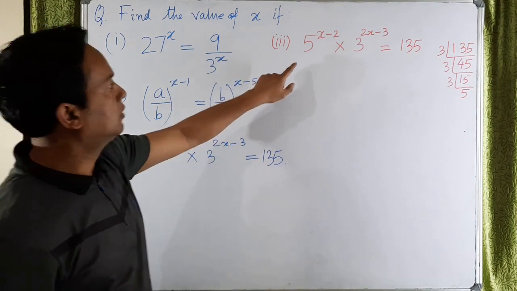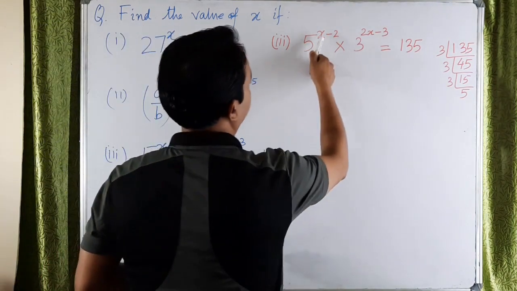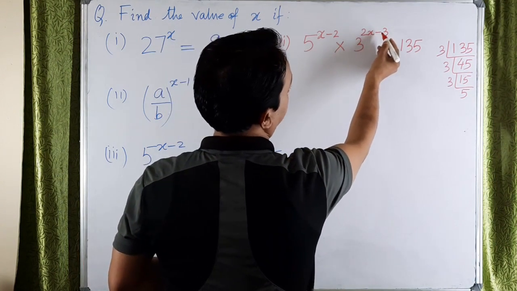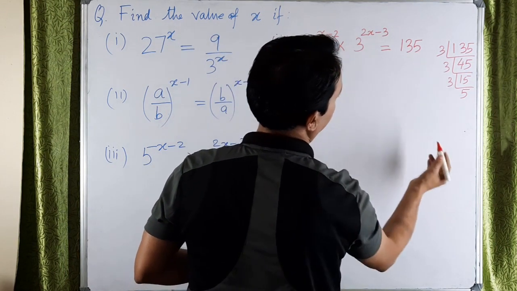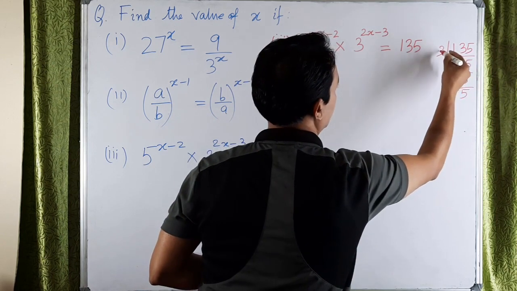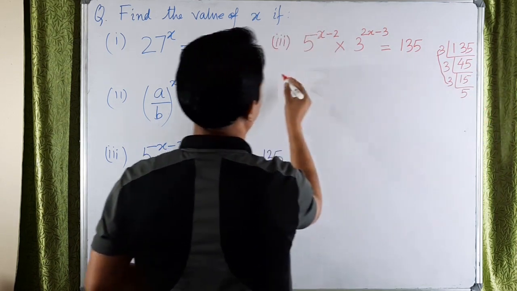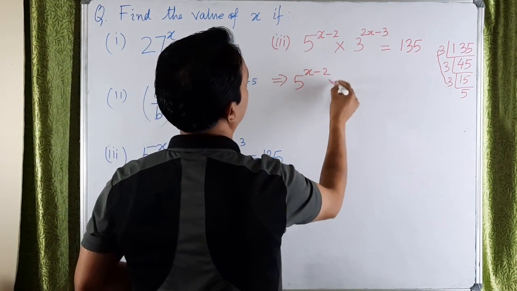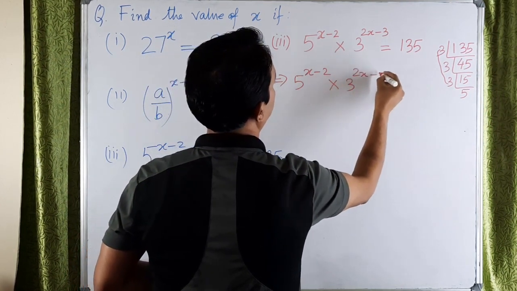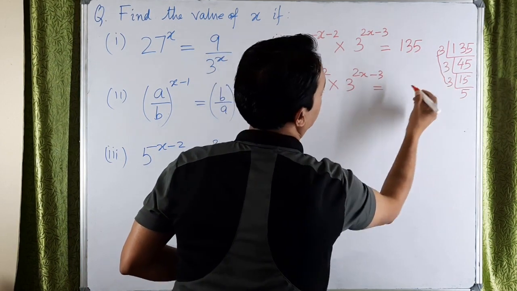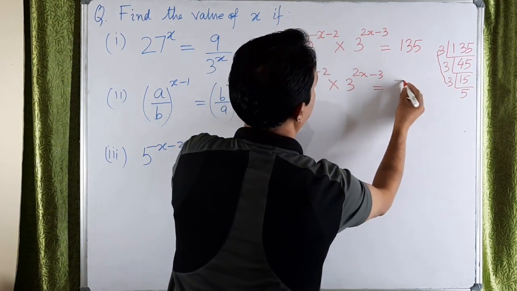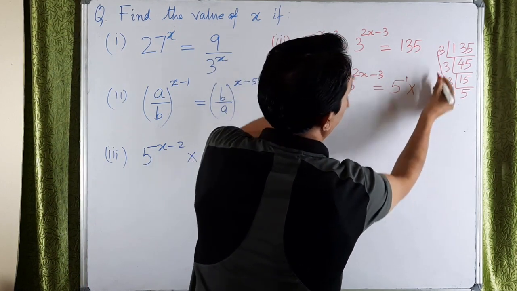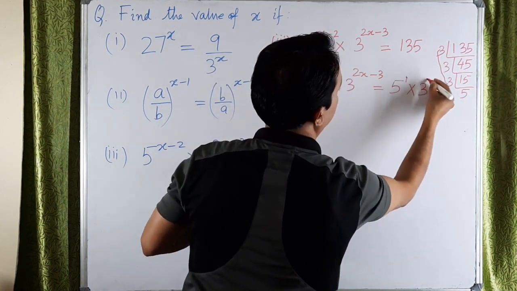Now let us look at number 3. Here we have 5 to the power x minus 2 into 3 to the power 2x minus 3 equals to 135. Now this 135 we can write it as 3 cube into 5. So let's do that. So 5 to the power x minus 2 into 3 to the power 2x minus 3. Now this one we can write 5 first, since 5 is first here. 5 to the power 1 into 3 into 3 into 3, that means 3 cube.